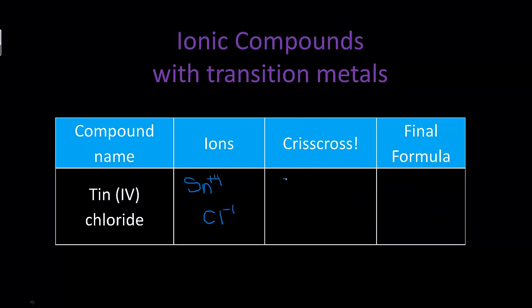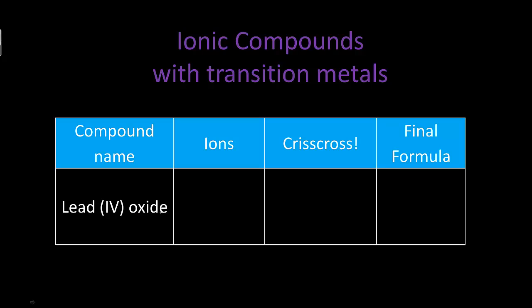Now we're going to crisscross. So we have Sn, our metal always comes first in our formula, and then Cl minus. That 1 goes down by the Sn, and we never put 1s, and this 4 goes down by the Cl. This is in our lowest whole number ratio. We cannot get these numbers any smaller, so SnCl4 is our final formula for tin(IV) chloride.